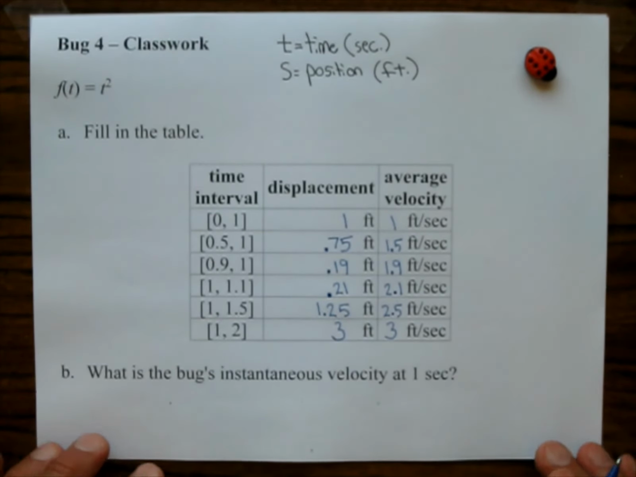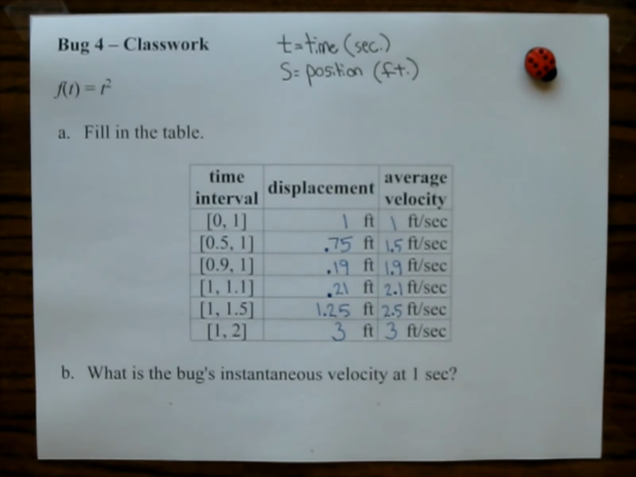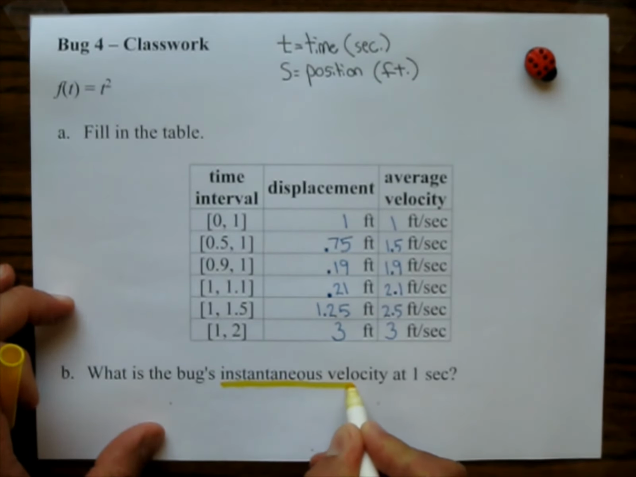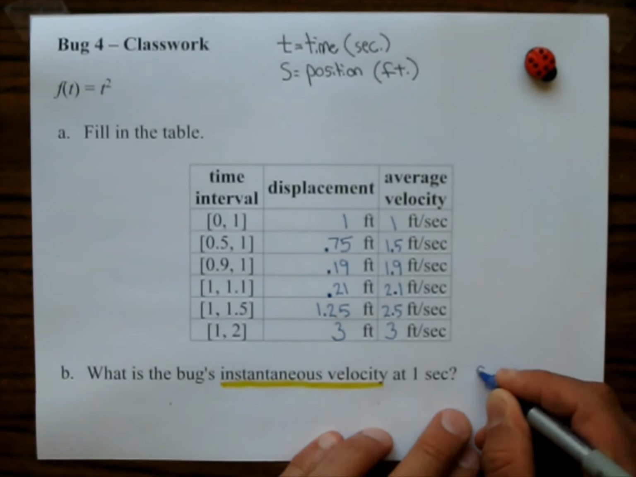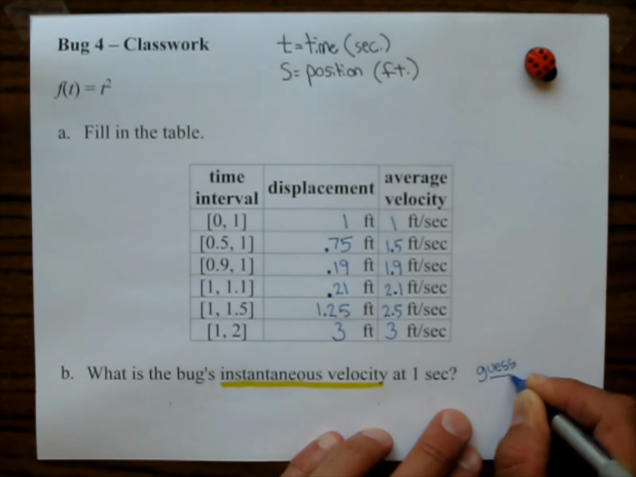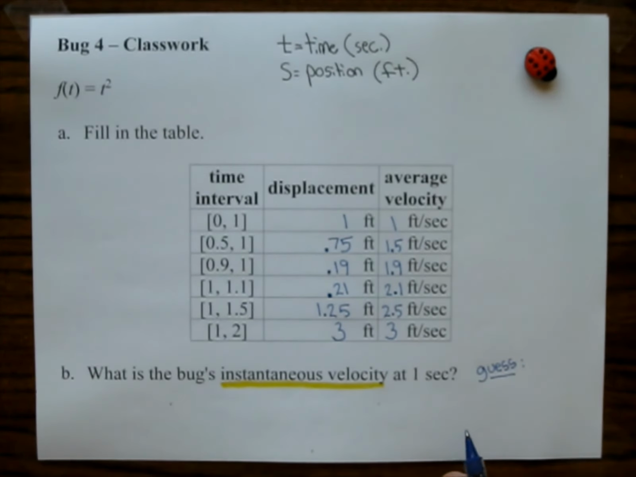Okay, so now here is a new word here. What is the bug's instantaneous velocity? At, not a time interval, but at a particular time, 1 second. And what they want us to do on these is they want us to guess. Now, usually in math, you're not supposed to just guess, but this time they want you to do that.